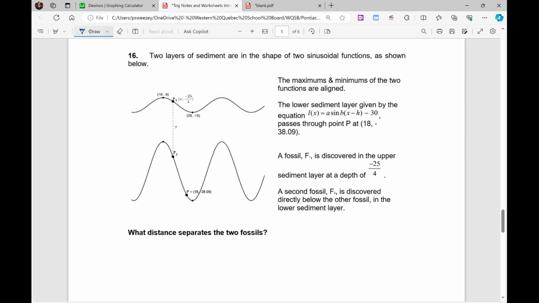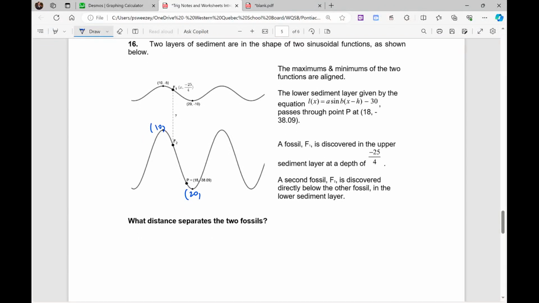How that's helpful is right off the bat, I know that that's 20. I know that, or sorry, this one's 10. And then this one's 20. Okay, so from here, we can start to identify some of the aspects of both of these functions.